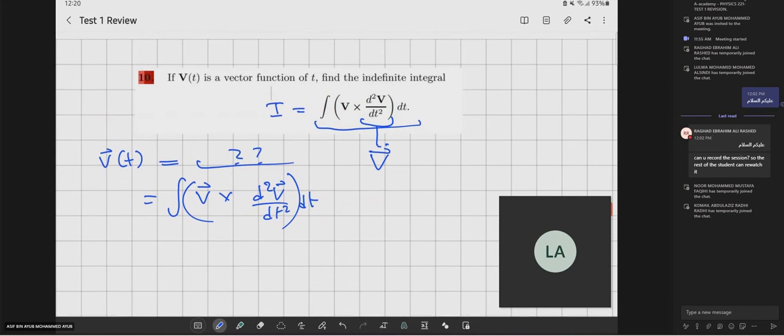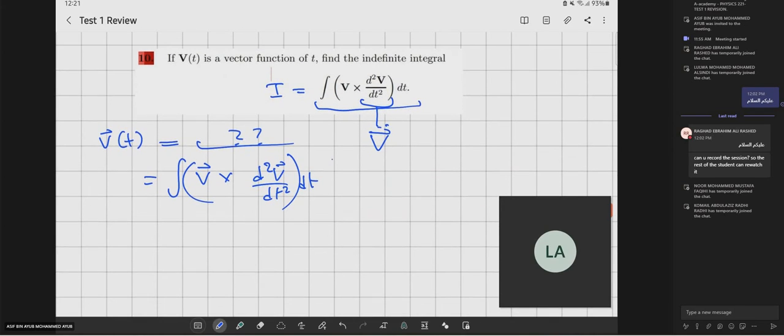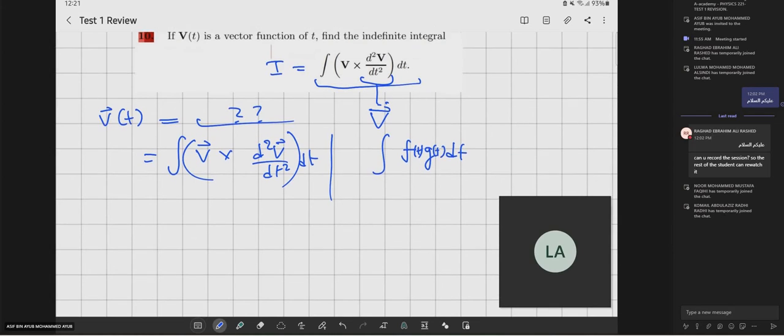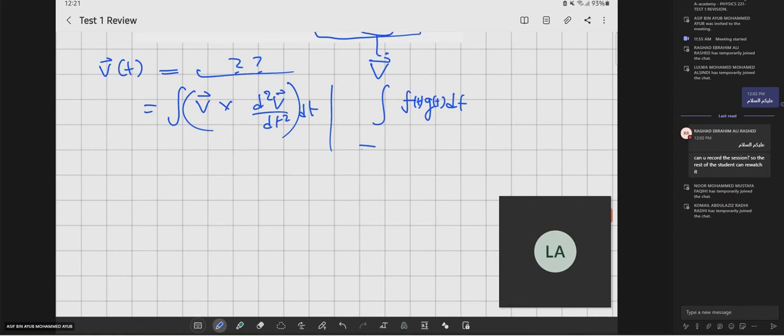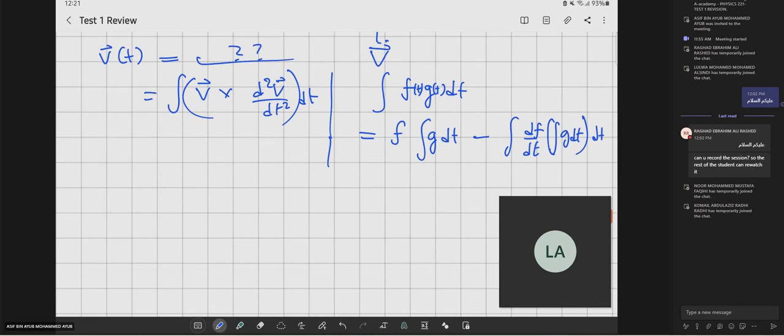Now, how do I go about this? Let's see what we do when we have a function that is not a vector. Let's say we have the integral of f g dt, where f and g are functions of t. What you will do is you'll take integration by parts. So I have f times the integral of g dt minus the integral of df over dt times the integral of g dt. This is from your calculus courses. You should be familiar with this.